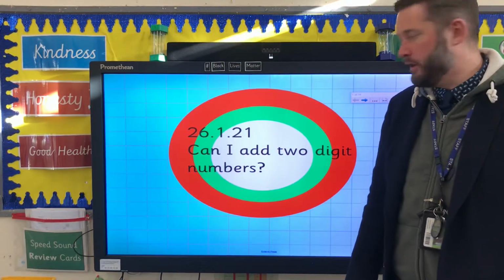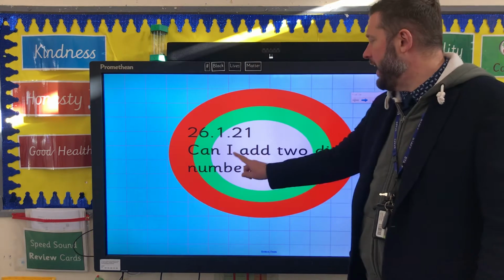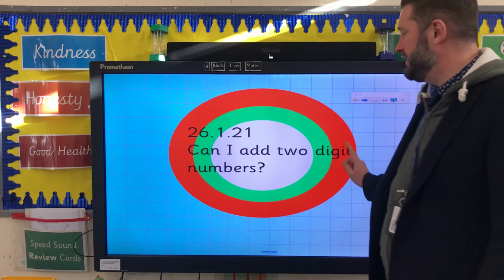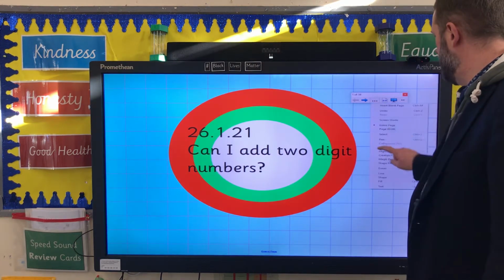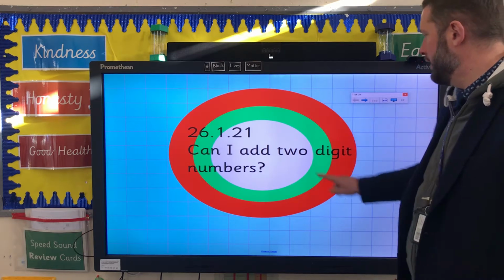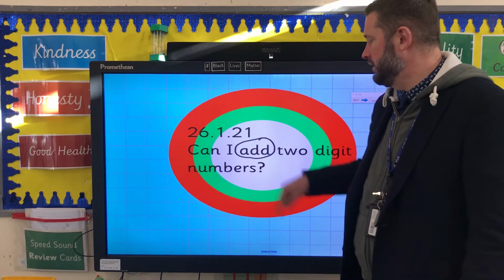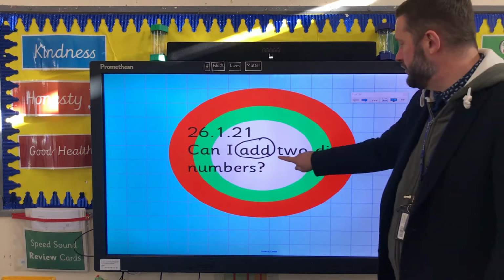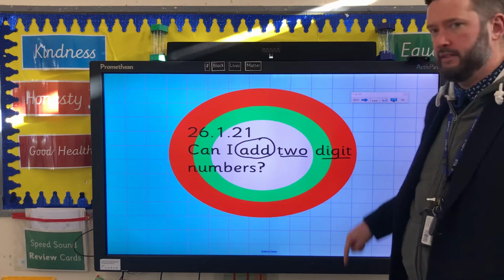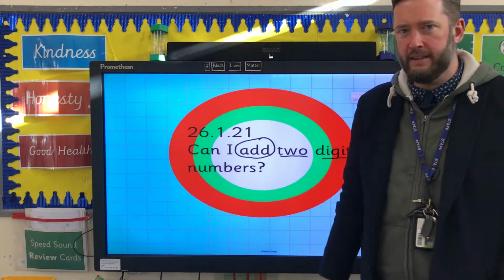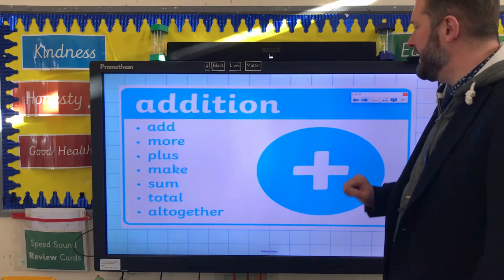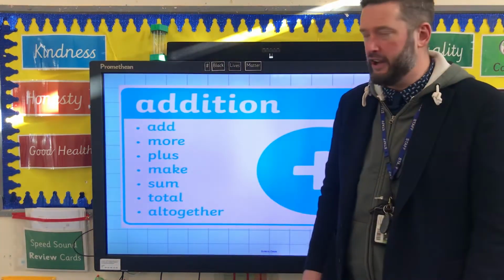Shall we read our learning question together? Can I add two-digit numbers? So key words are add and the other key words are two-digit. Do you know what those words mean? I hope you do, but by the end of the lesson you definitely will.